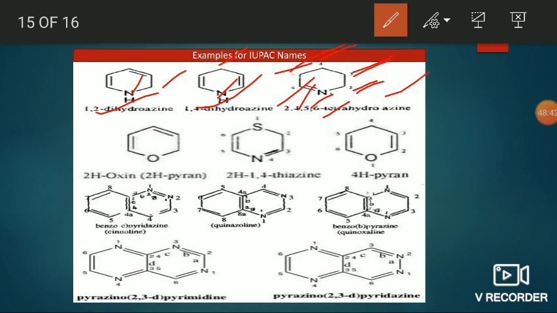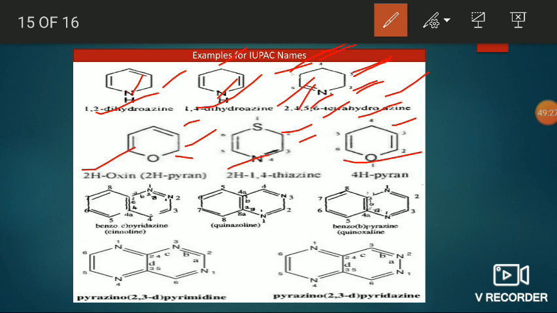Here it is saturated at the 2nd position, so it is 2H-oxine or 2H-furan. These three compounds are generally saturated at a single position. Here it is at the 2nd position, so it is 2H-furan. It is saturated at the 2 position, so it is 2H-1,4-thiazine. It is saturated at the 4th position, so it is 4H-furan. In the case of singly saturated compounds, we should mention the position of saturation along with the hydrogen.